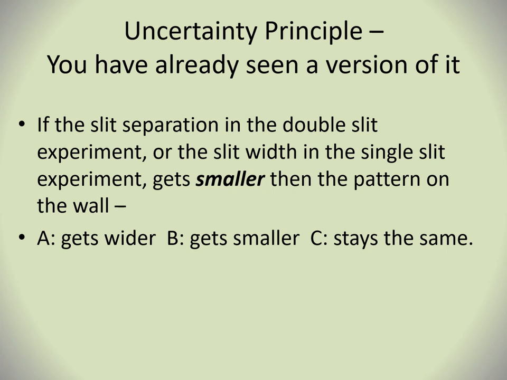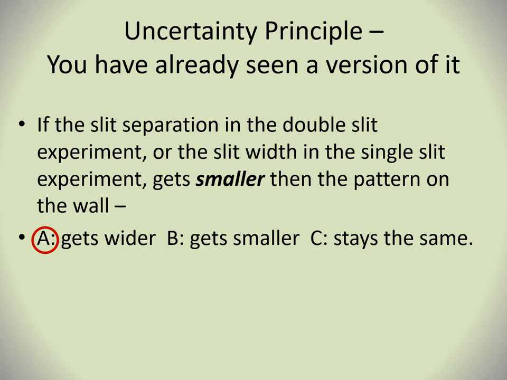You saw it when we were playing with the double slits and single slits in class. We'd send the laser beam through the slits, and we saw that when the slits got closer together, or when the single slit got smaller, then the pattern on the wall got wider. That's an example of the uncertainty principle. If one thing gets small, another thing has to get big so that their product is either equal to something or maybe greater than or equal to something, but it can't be smaller than something. And we'll see some examples of that.